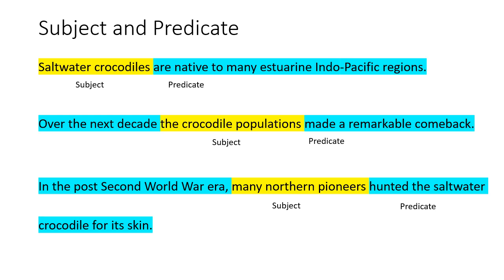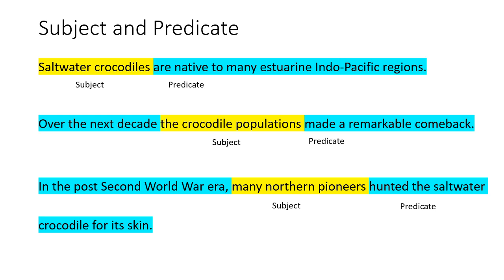The subject of a clause is the part without the verb, which represents the person or any entity that does an action, or the part about which something is said. It could be a noun, a pronoun, or a noun phrase, and the examples in the sentences are noun phrases highlighted in yellow. Saltwater crocodiles in the first one, the crocodile populations in the second one, and many northern pioneers in the third one.